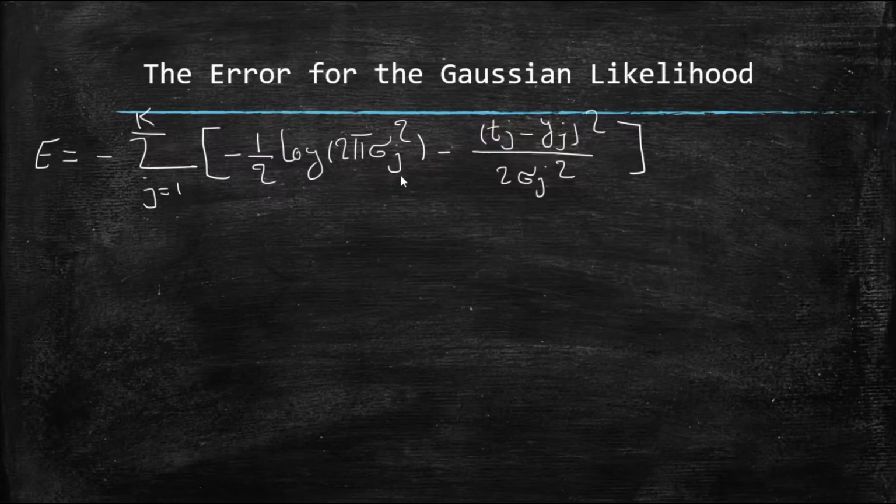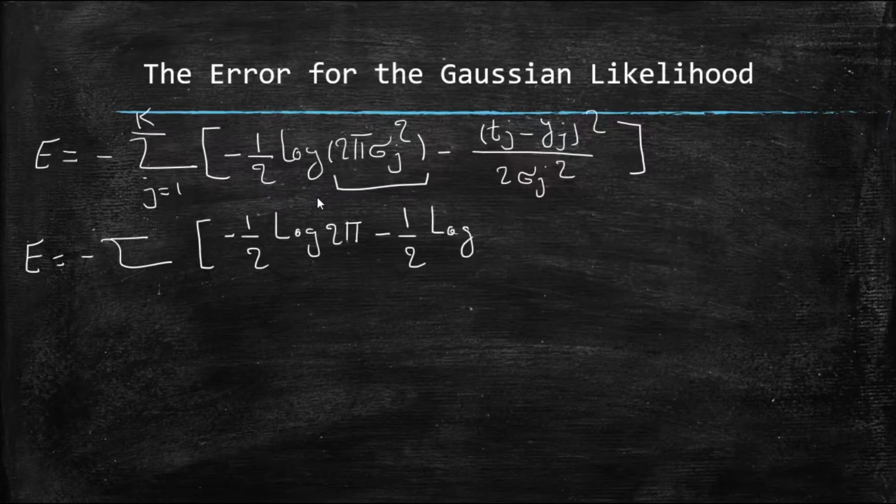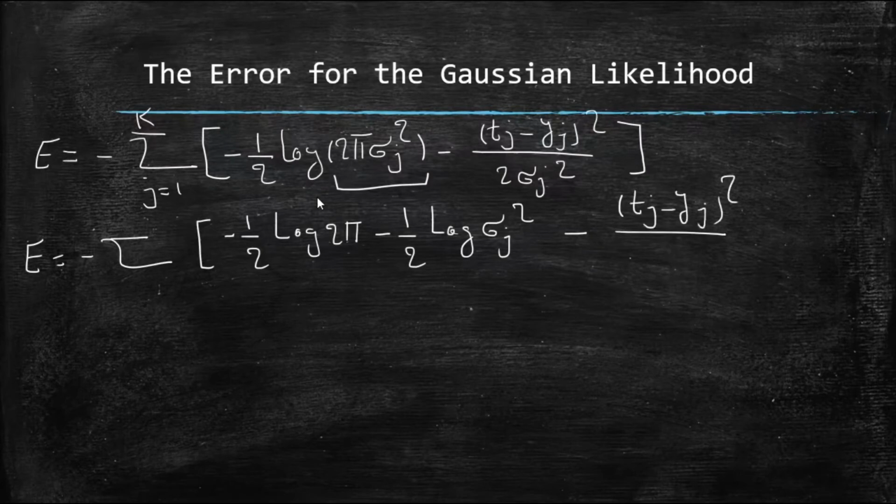Now, again, I can simplify this again. So again, we have a log of a multiplication here, right? So let's continue. So error equals the minus of sigma, again, j from 1 to k. I'm not going to write it again. So this will be 1 over 2 times log of 2 pi, minus 1 over 2 the log of sigma j squared. And the last term would remain intact. So tj minus yj squared over 2 sigma j squared. Right.